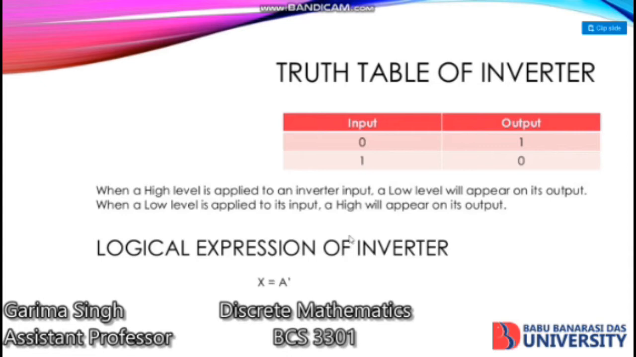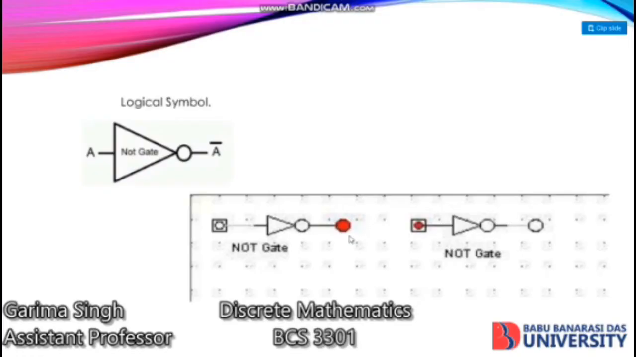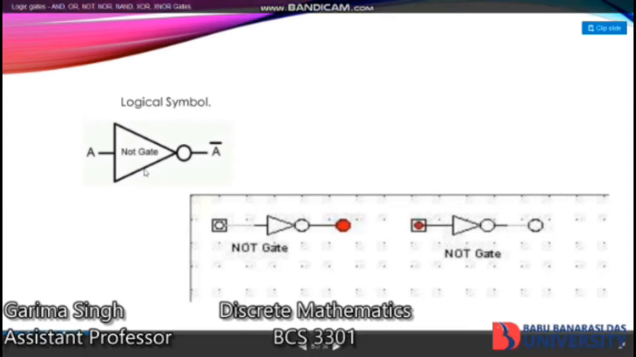When a high level is applied to an inverter input, a low level will appear on its output. When a low level is applied to its input, a high level will appear on its output. The logical expression is represented as this complement function. This is the logical symbol. This is the sign of the NOT gate. And this is a NOT gate. And this is also a NOT gate.